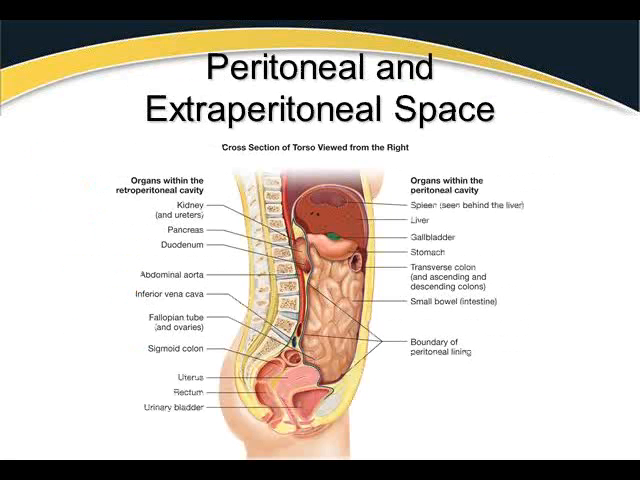So if we do this kind of cross-section here and look at the torso, you can probably see my pointer here. We've got this blue line that runs along right here. That represents the peritoneum, the parietal peritoneum surrounding those organs there. So you can see what's in, what's out. And then obviously the things that sit down here in the pelvic bowl.